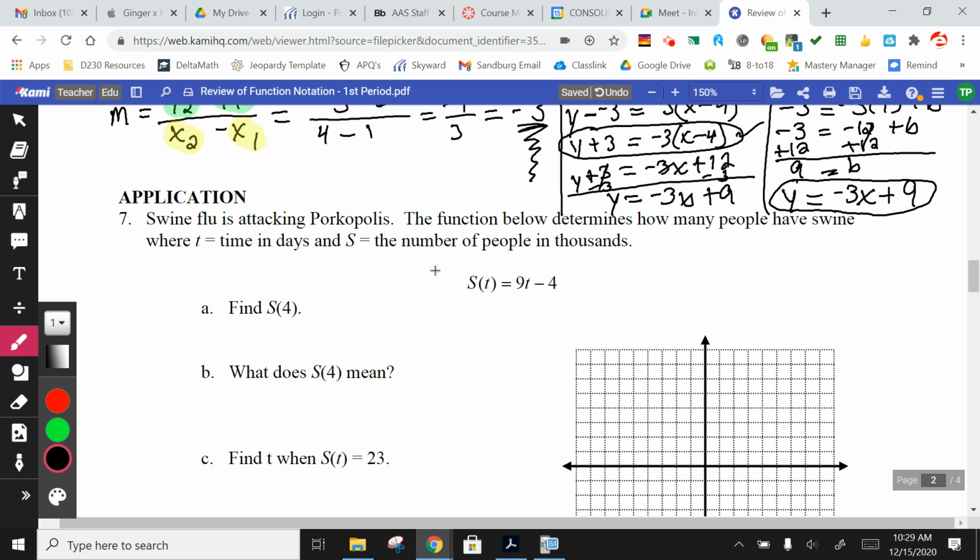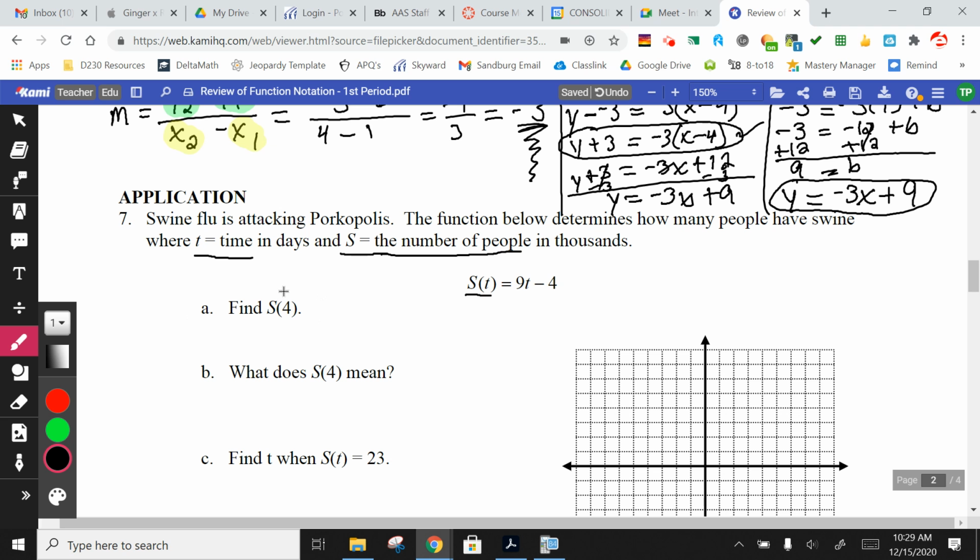All right, next one. Given a little setup, it says swine flu is attacking Porkopolis. Easy for me to say. The function below determines how many people have swine flu when t is equal to time in days, and s is the number of people in thousands. So t is our time, and the function s represents the number of people, measured in thousands. Here is our function. It's telling us the number of people with swine flu at any time is equal to 9 times the number of days minus 4.